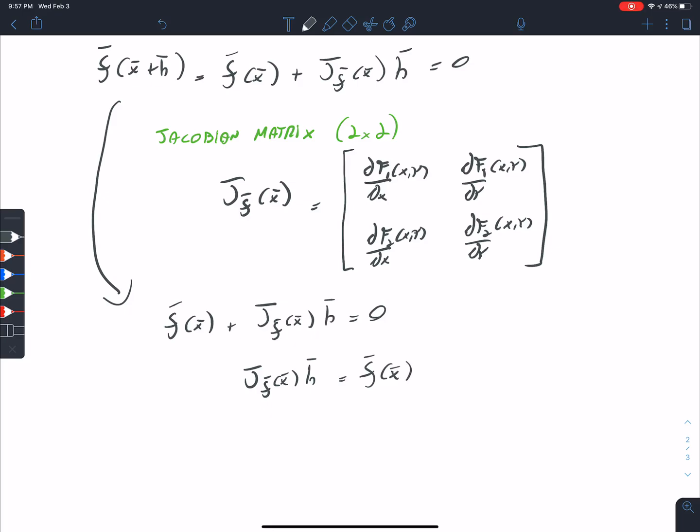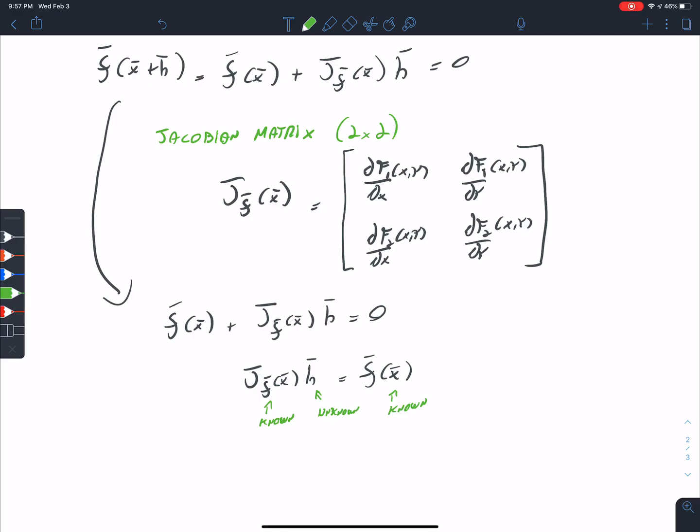And once again, this is known. This is known. And this one is unknown. We are searching for the h that makes this equation correct, that solves this equation.